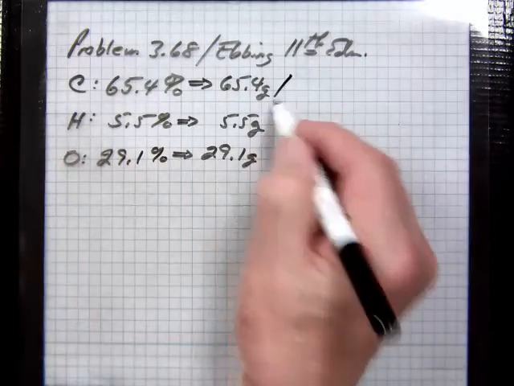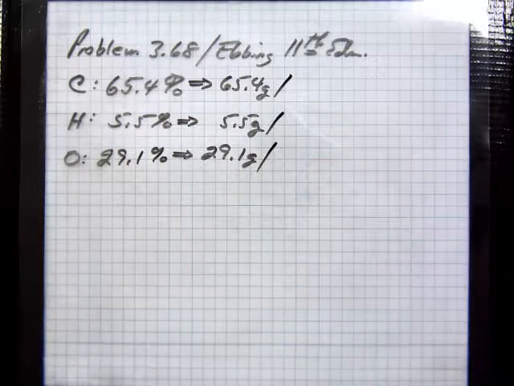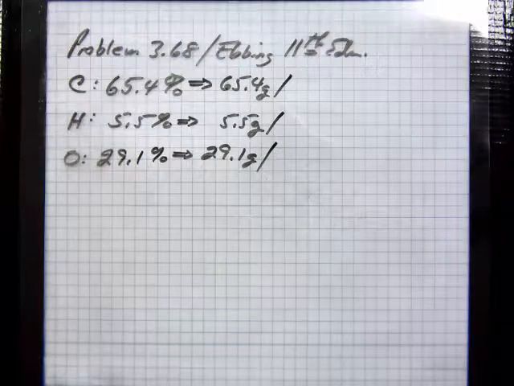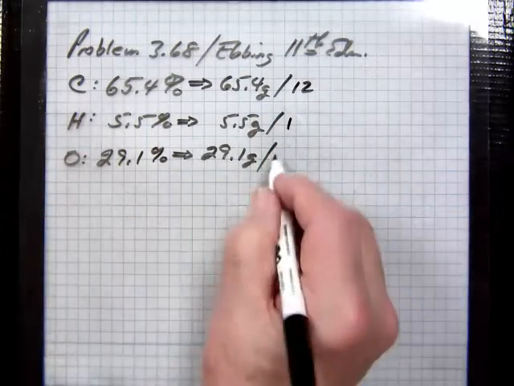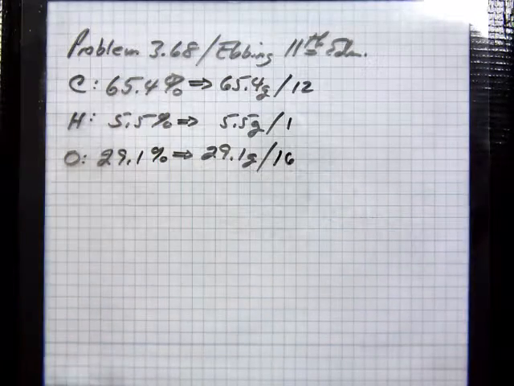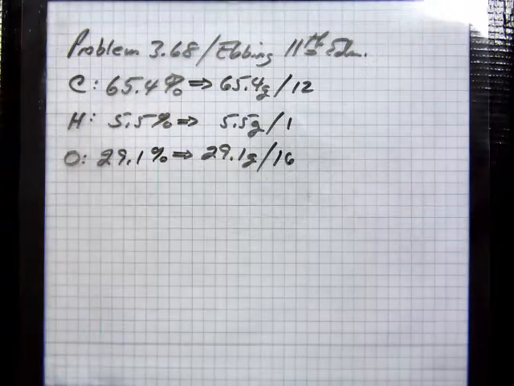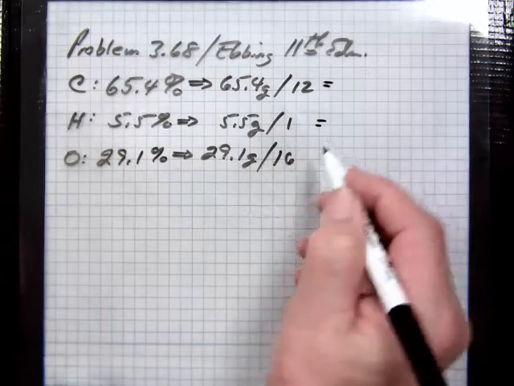You divide by the formula weight. How many formula weights are in the given masses? Well, that's 12 atomic mass units, 1 atomic mass unit, and 16. Don't get fancy. You don't have to bring it out in long numbers.